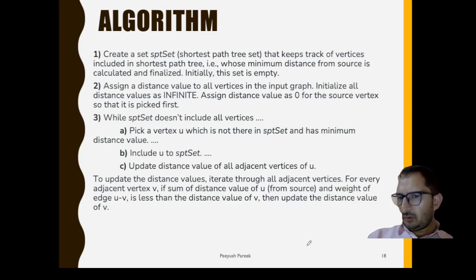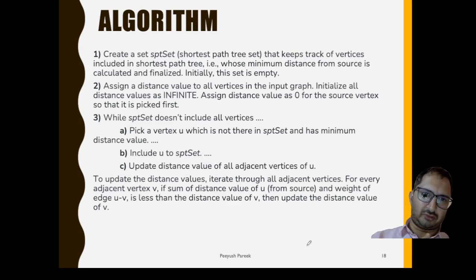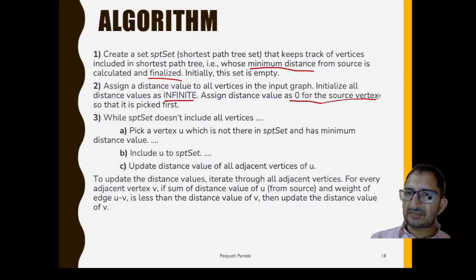So the programming is not complete until we write the algorithm. We have to write the algorithm also. So we are writing the algorithm. First we will set up a shortest path tree, and we will keep track of the vertices which include the shortest path with the minimum distance. Okay? Remember this minimum distance is very important. It can be finalized. Okay, this set is empty. So first we have initialized all the nodes with infinity and the source as 0.